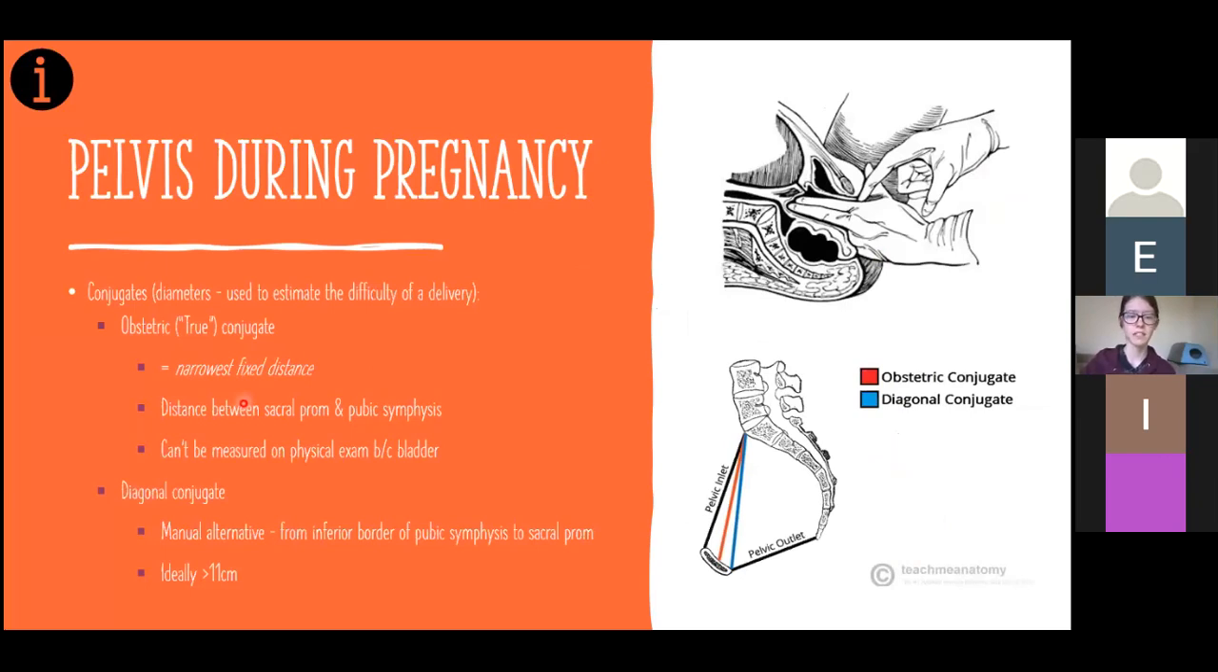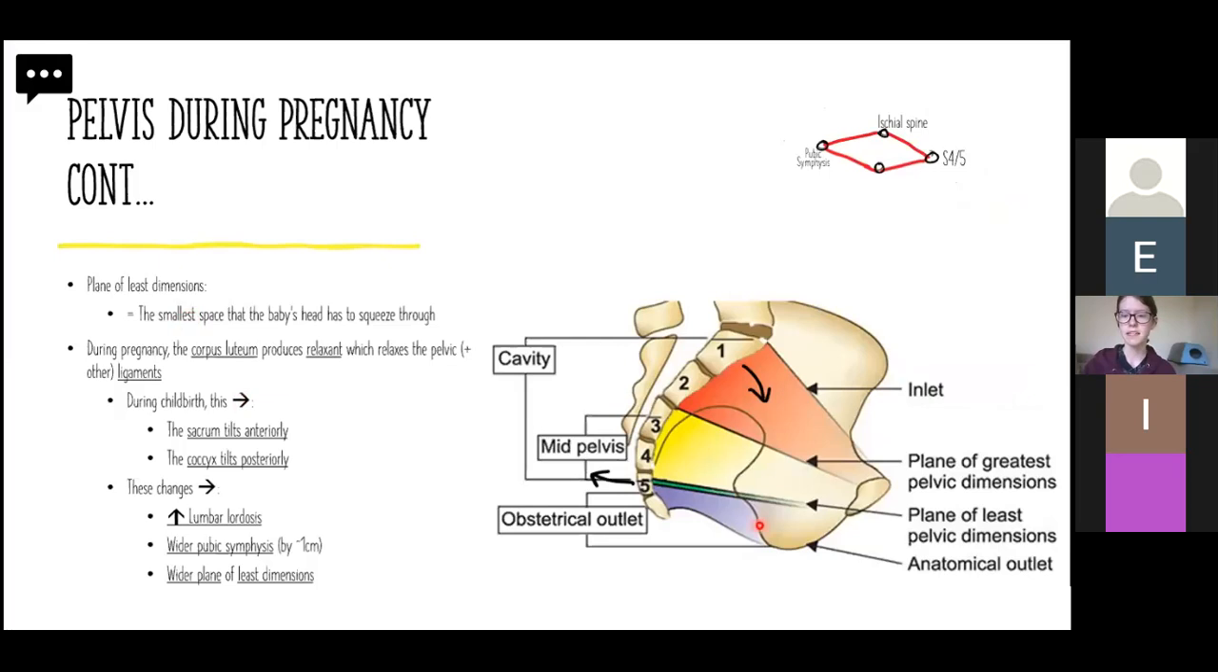But this one we did go over, and this is the plane of least dimensions. So that's between the pubic symphysis, the ischial spines, and S4, S5 here. And that's the narrowest part that the baby's head has to squeeze through during childbirth.